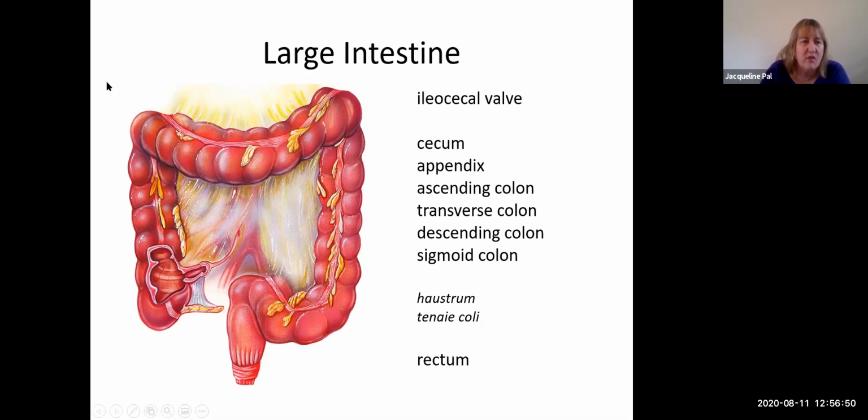So looking at the parts that are colon and the cecum, they all have these structures that we don't have in the rectum, and that is we have tenia coli and we have a haustrum. So first, what is the tenia coli? And yes, there's a couple of different ways of spelling it.